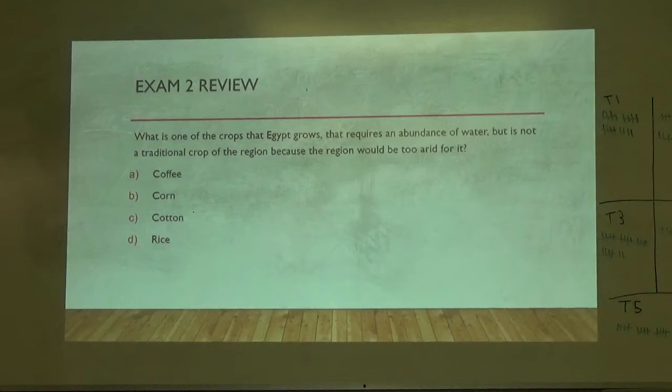What is one of the crops that Egypt grows that requires an abundance of water but is not a traditional crop of the region because the region is too arid, meaning too dry? Is it A, coffee, B, corn, C, cotton, or D, rice? Okay. Answers in 3, 2, 1. Everyone says C, Egyptian cotton.